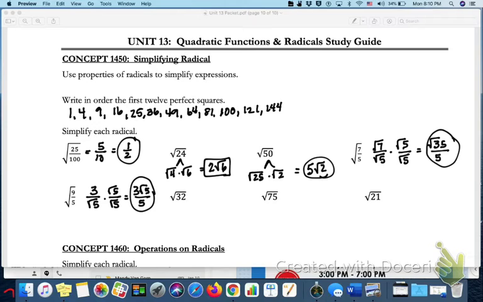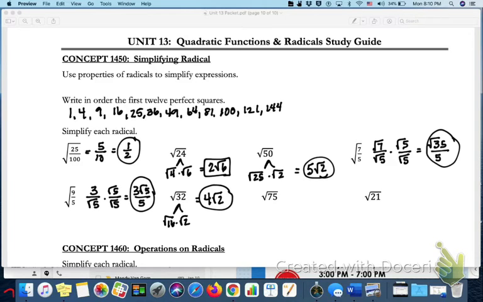Square root of 32. Again, always trying to look and see if there's a perfect square that it is divisible by, and that is 16. Square root of 16 times the square root of 2. The square root of 16 is 4, so our final answer is 4 square root of 2.